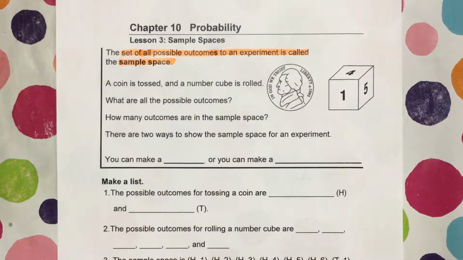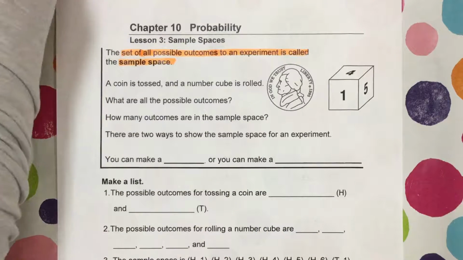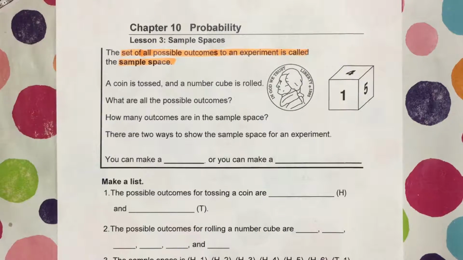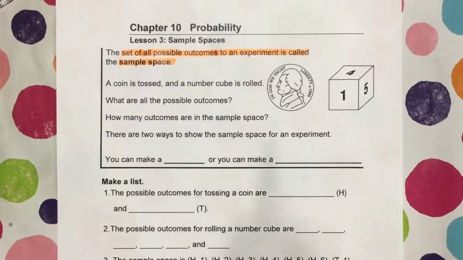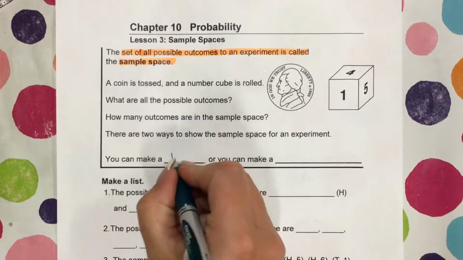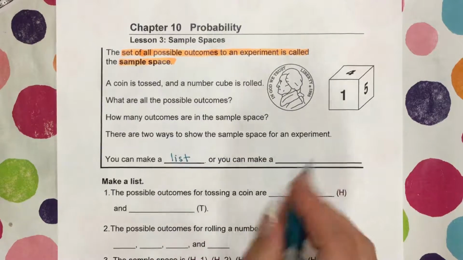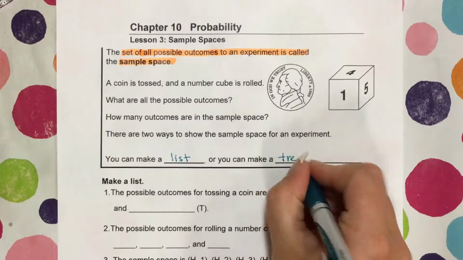So let's talk about the sample space if a coin is tossed and then you roll a number cube. What are all the possible outcomes? How many outcomes are in the sample space? And really, to represent this data, you can do it in two ways to show the sample space for an experiment. You can make a list, or you can make what's known as a tree diagram.